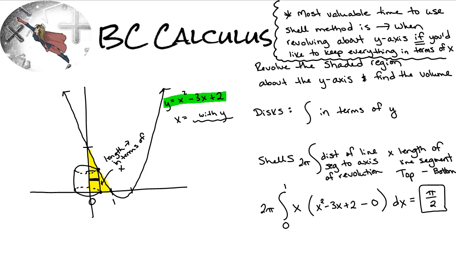So if it's a problem where they gave you the equations like normal in terms of x, like this one, and you have to revolve your region around the y-axis, and you want to just leave everything in terms of x, revert to the shell method. Just use the shell method, and you don't have to change things to be in terms of y, which is how you would have to do it if you did the discs or washers method.